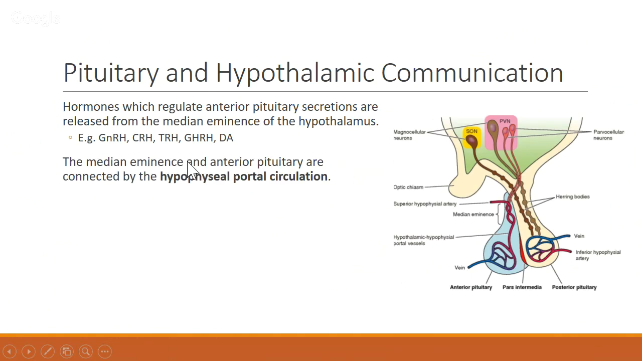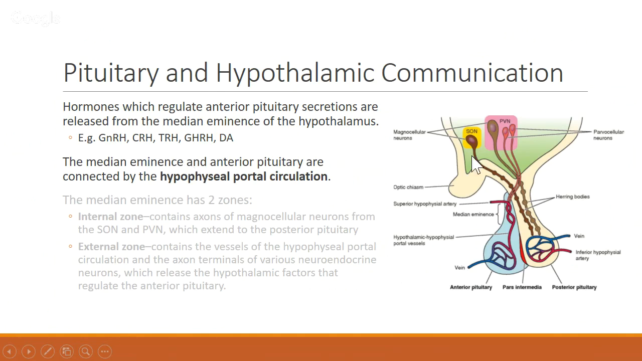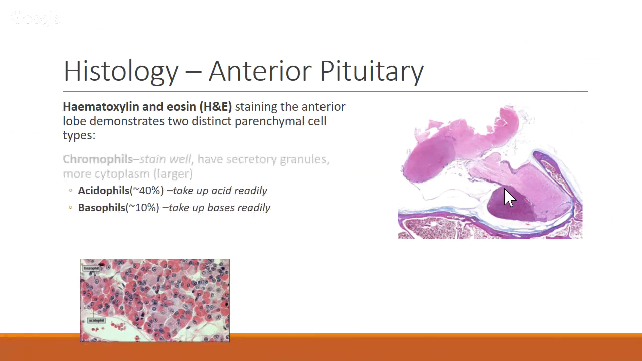So basically, how the anterior pituitary communicates with the hypothalamus is that the hypothalamus produces certain hormones that stimulate the anterior pituitary to produce its own hormones, and these travel through the portal circulation of the anterior pituitary to reach those cells. Whereas the posterior pituitary directly communicates with the hypothalamus, so there's no need for such portal circulation. So just some histology.